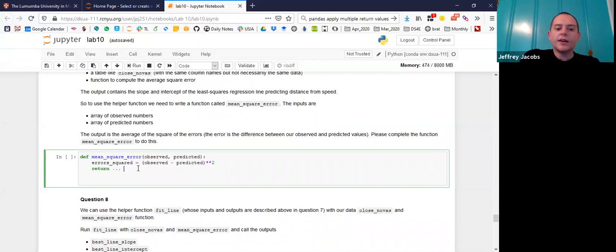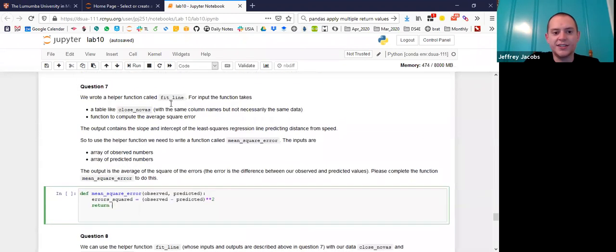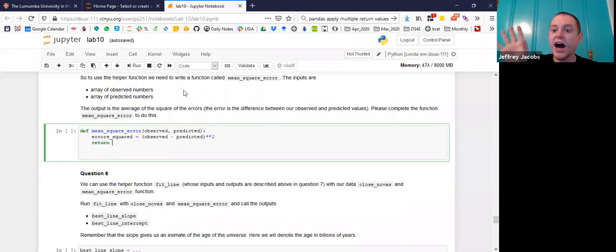So all we need to do is finish this mean squared error function, right? This is the function that we're going to give to the optimizer, which in this case is fitline. Fitline is our line optimizer. So we get that mean square error takes in observed values and predicted values, and then it just finds their difference and squares it.